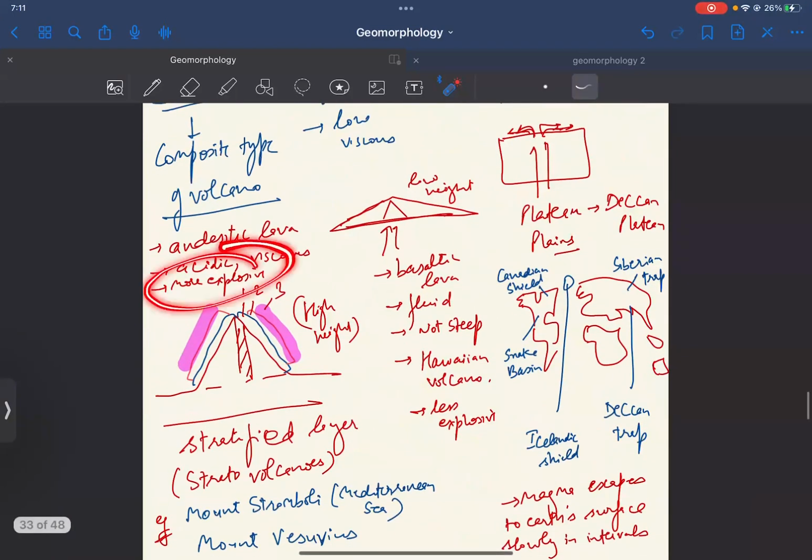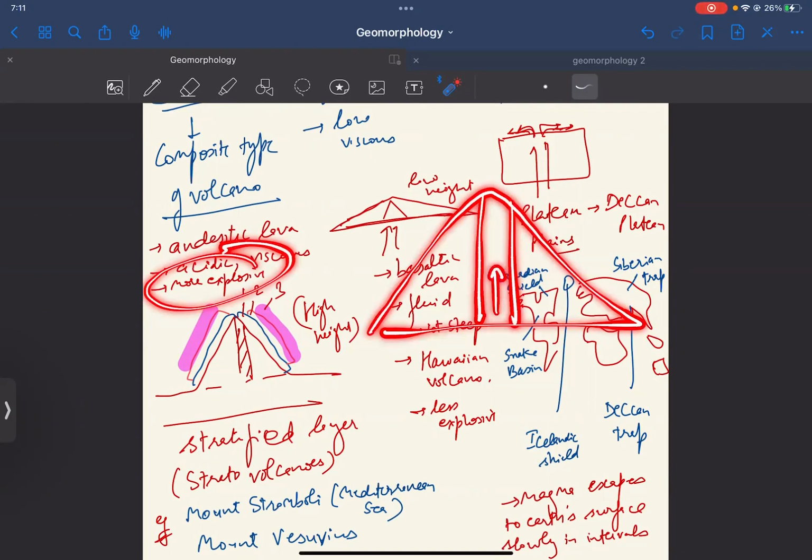Why explosive? Because they have low fluidity, if lava is rising and cools and solidifies in the vent itself, the next batch of lava would have to first destroy this, and only then would it be able to come out. So that's why they are explosive.